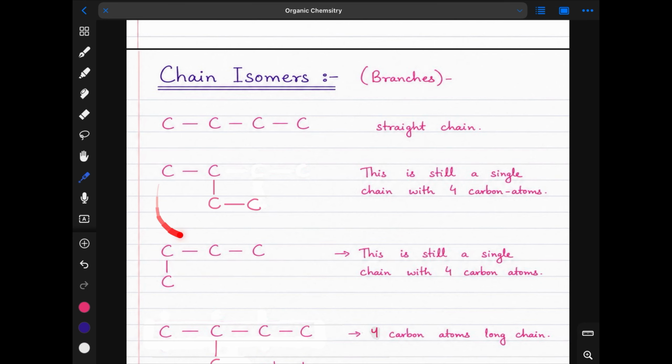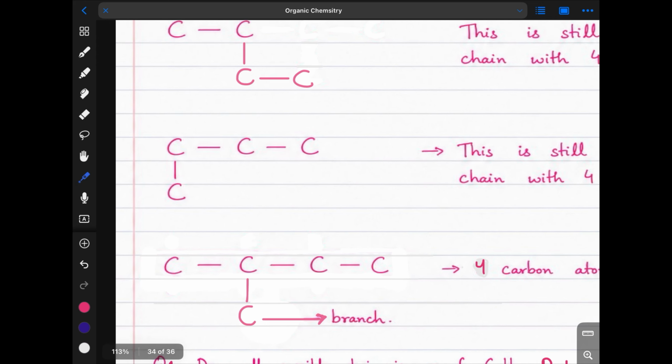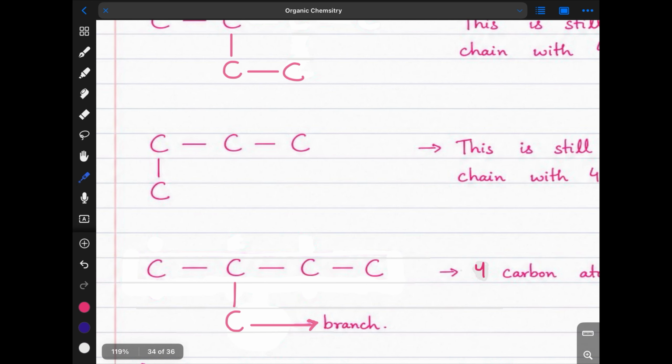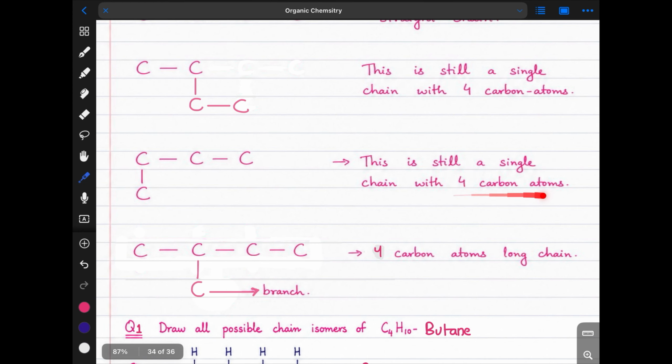There are no branches in this chain. And the same thing is happening here. I am moving from here and I only have one way to move ahead through this path. I cannot move here or I cannot move there. So this means that there are no branches in this chain. This is a single chain with 4 carbon atoms.